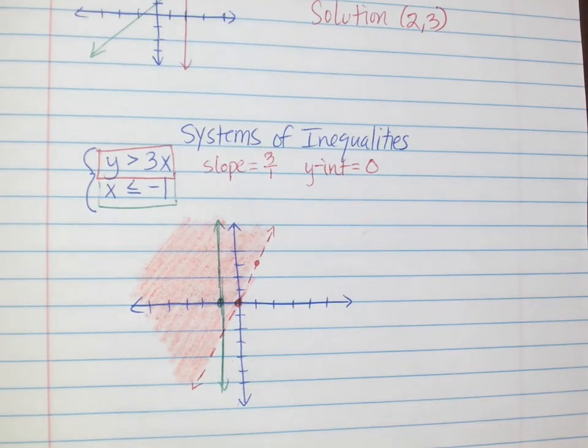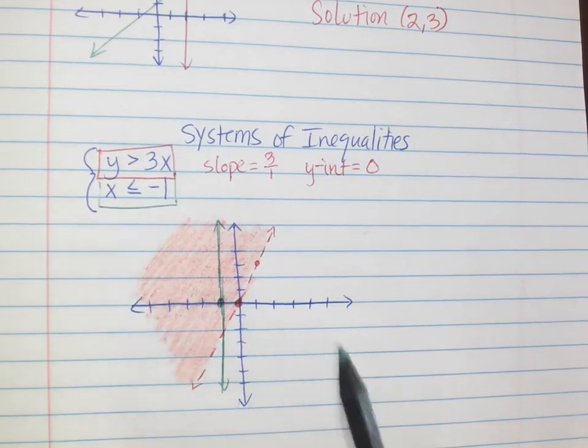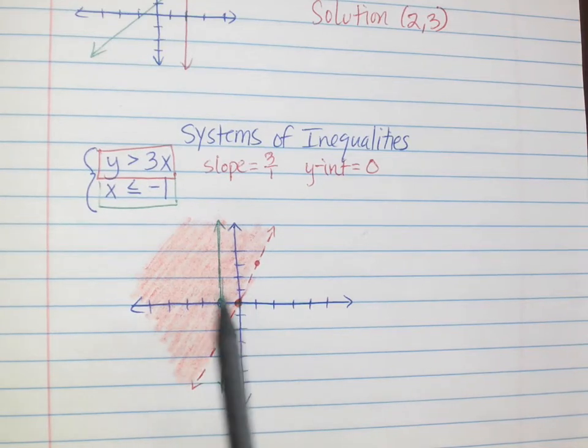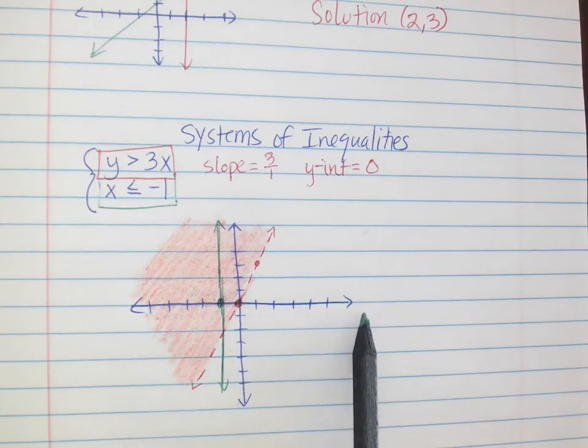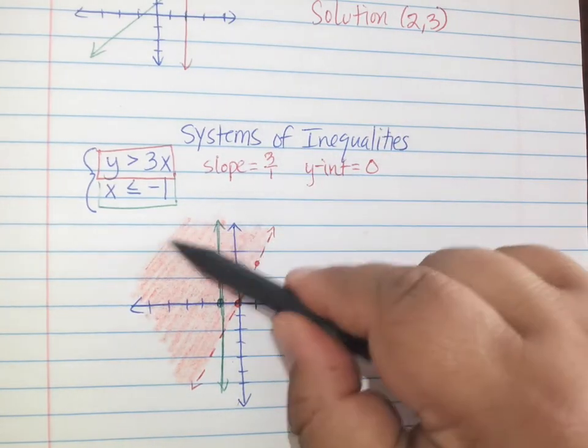Okay, now let's do the shading. Less than or equal to -1. Where are my numbers getting less than? Let's see, here's -1, 0, 1, 2, 3, 4. Those are getting bigger. That's not less than. So it'd be this side. So everything on this side.